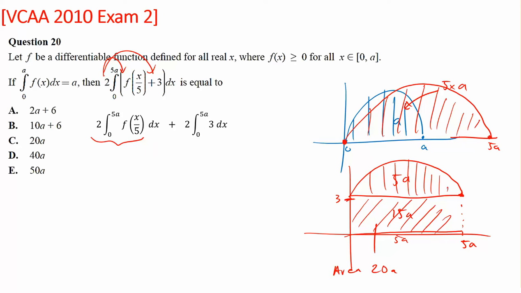Oh, sorry, I'll just do this. The integration of 3 is 3x, and you sub in 0 and 5a, which is exactly what I'm describing here. If you sub in 5a, it becomes 5a times 3, which gives you this area. That's the area that you're talking about. It's 15a. See, that's what I'm saying.